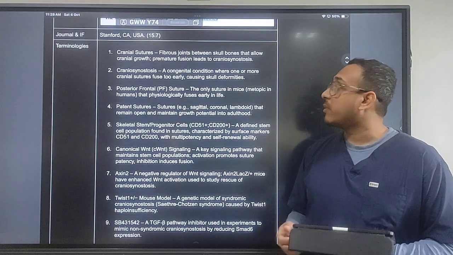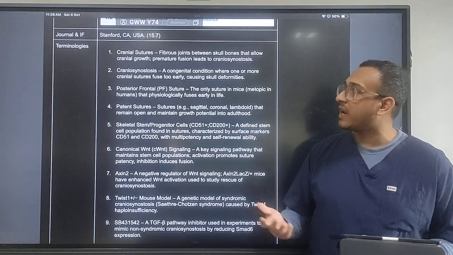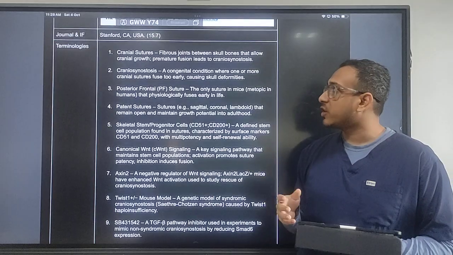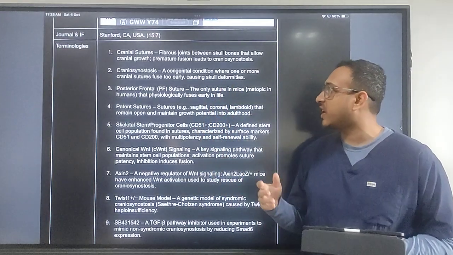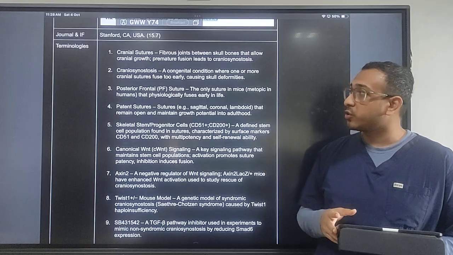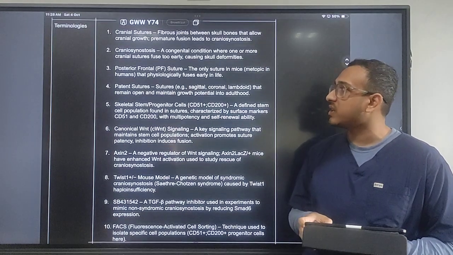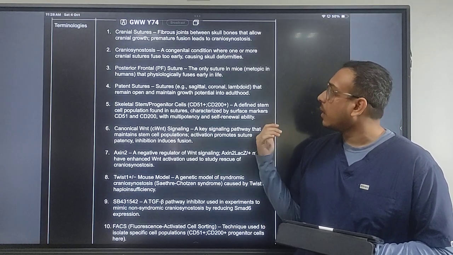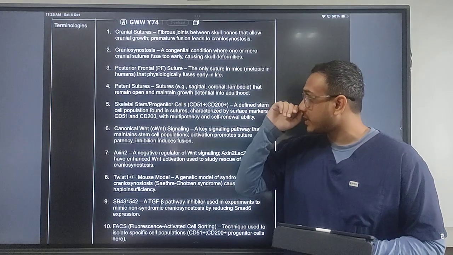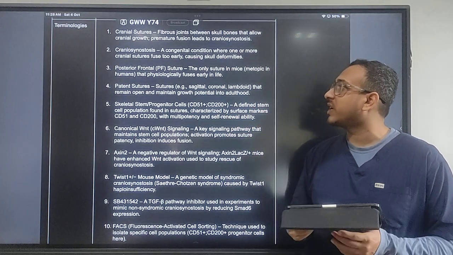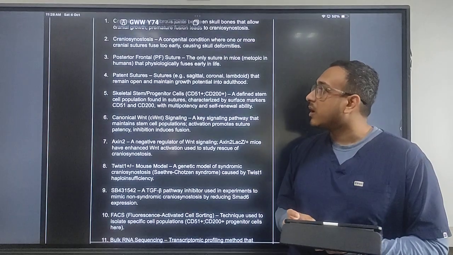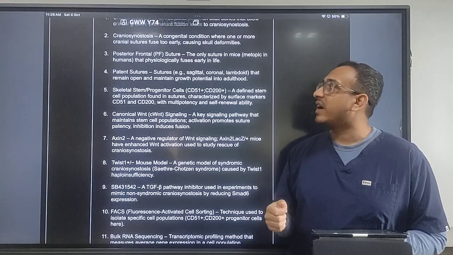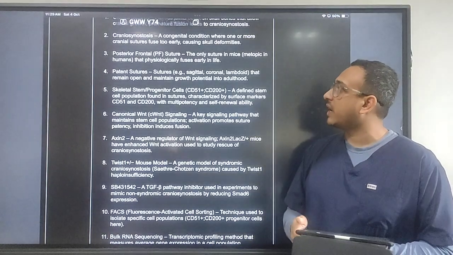Cranial sutures are fibrous joints between the skull bones that allow cranial growth, and premature fusion of these will lead to craniosynostosis. It is a congenital condition where one or more sutures fuse too early, causing skull deformities. The posterior frontal suture is the suture in mice. This study uses it to study physiological fusion in early life. The patent sutures, for example sagittal, coronal, and lambdoid, remain open and maintain growth potential into adulthood.